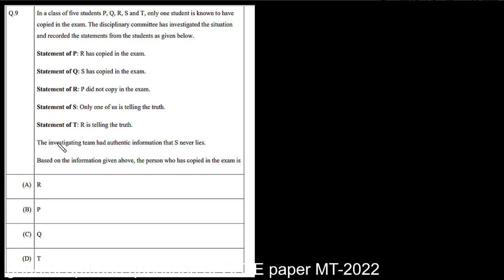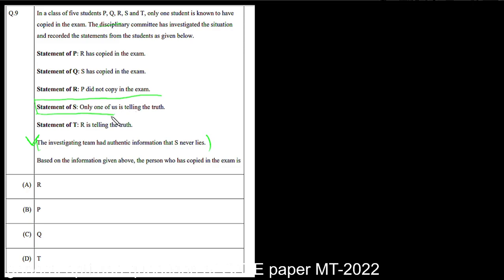So now the question has further information. The investigating team had authentic information that S never lied. Now this line is important. This investigating committee is 100% sure that student S will never lie. That means whatever statement is given by student S must be true, because this is the condition that the investigating committee knows. So we can say the statement of this student S must be true.